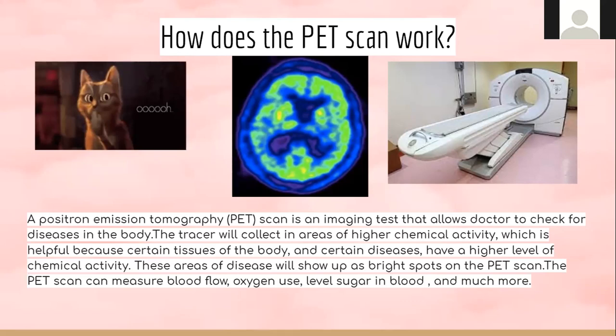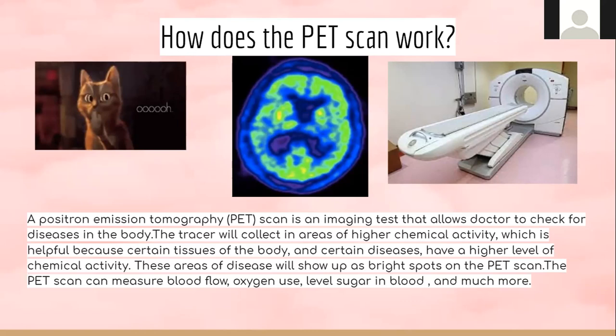The positron will interact with an electron in the body. When these two particles combine, they will annihilate each other. They will destroy each other. And this annihilation produces a small amount of energy in the form of two photons that shoot off in opposite directions. The detectors in the PET scan measure these photons and use the information to create an image of the internal organs.